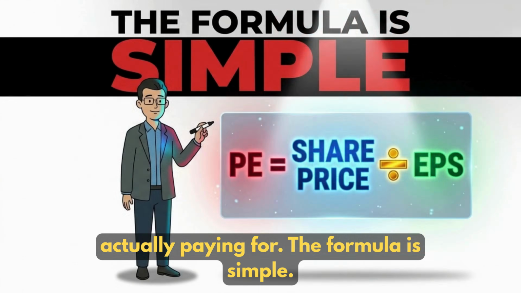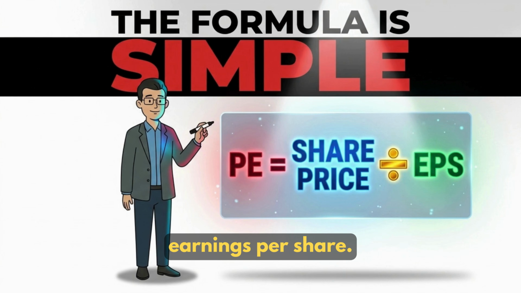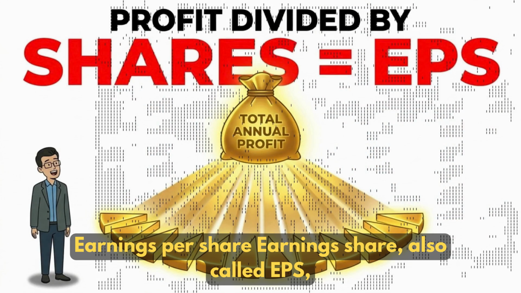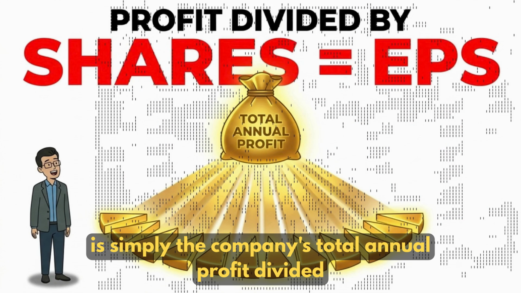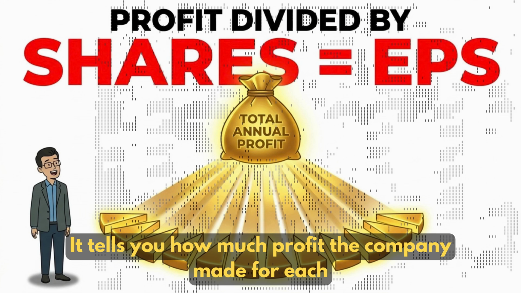The formula is simple. P/E ratio equals share price divided by earnings per share. Earnings per share, also called EPS, is simply the company's total annual profit divided by the number of shares outstanding. It tells you how much profit the company made for each share.